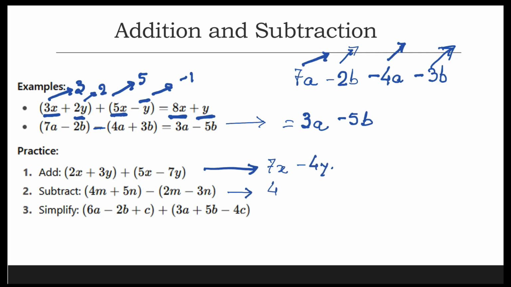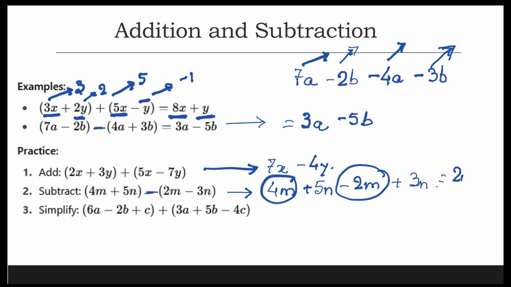In this one, again, let's expand. 4m plus 5n. We will remove this bracket. So there is a negative sign. It will become minus 2m. And since there was minus 3n inside, it will become plus 3n. Now, like terms are 2m and 4m. So 4 minus 2 is equal to 2m, and 5 plus 3 is 8, so 8n.